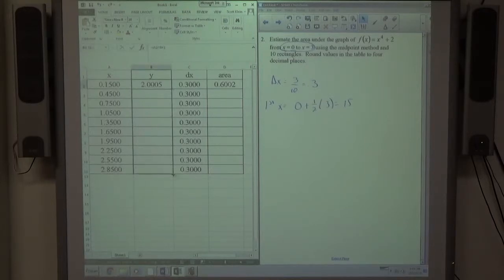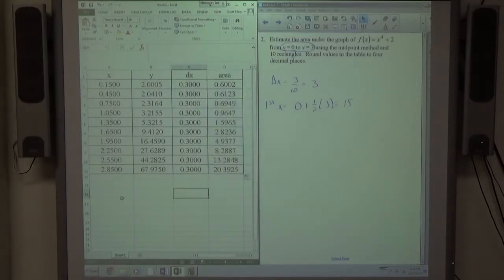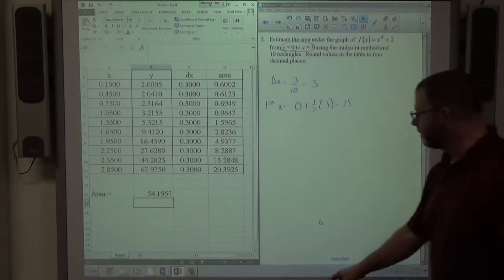Drag this down all the way. That gets the formula going all the way down. This all the way down gives me areas. And with the midpoint method, the sum of those rectangles is the answer. So area equals, and then I just type in equals the sum of this column here. Just like that, we get 54.1957 is the approximate area.